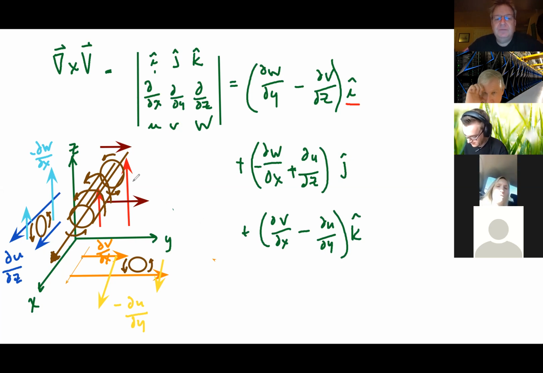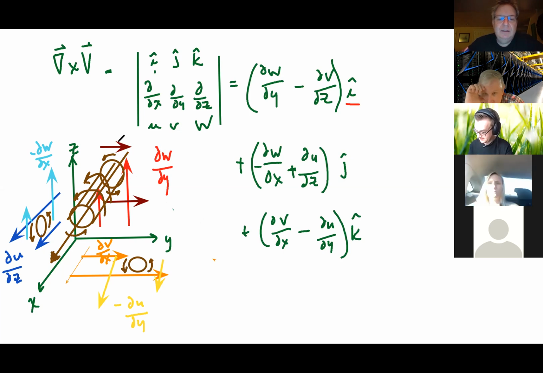What's the red? dw over dy. And then the dark red? Negative dv over dz. And now you understand how vorticity works.